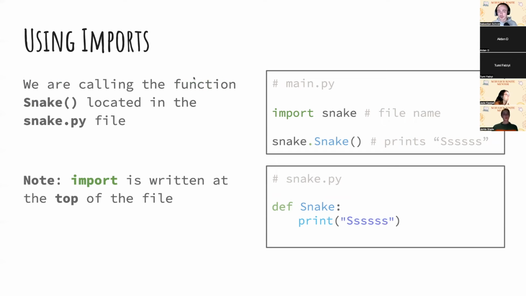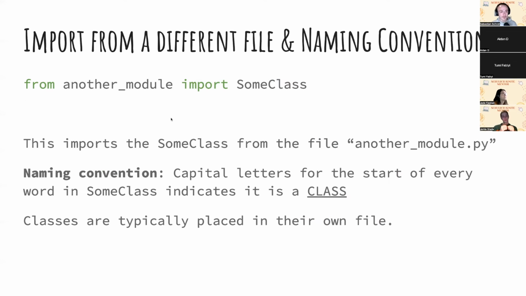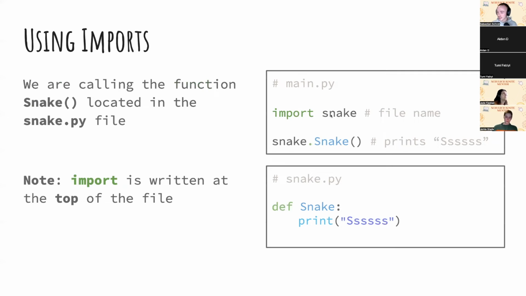Okay, here's how we can use imports too. We can import it this way as well. Before we were doing from another module, import some class; we could just import the entire file if we have a lot of functions or classes in there that we want to use, right? But when you do it this way, import snake, you have to call the module name first, then .snake to use that constructor. And make sure you write your imports at the top of the file.